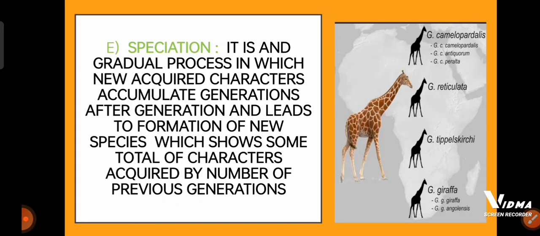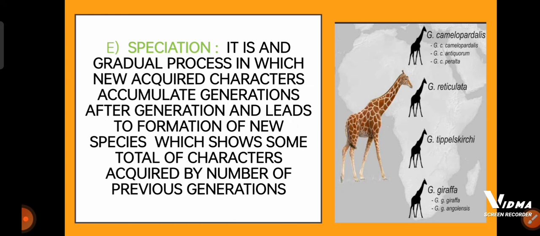And the first and very important postulate is speciation, which ultimately leads to formation of new species, and it is a gradual process, right? So it means speciation is not sudden, that within 5 to 10 years a new species will form. No, it takes millions, even billions of years to form a new species, right? From ancestral giraffe to modern giraffe, it took millions of years, 500 million years it took, right? So new acquired characters accumulate generation after generation and lead to formation of new species, which shows the sum total of characters acquired by a number of previous generations.